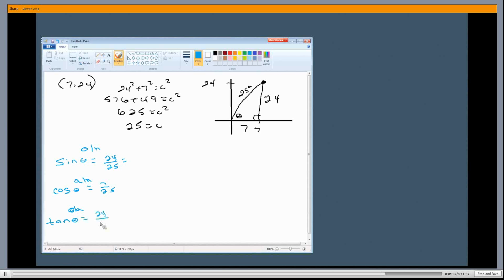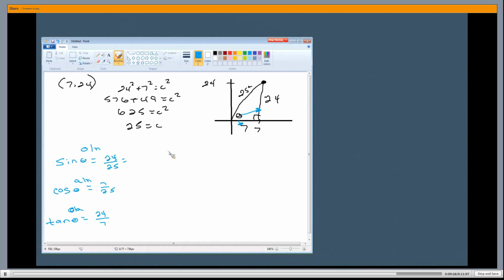Now remember, opposite is the one that's opposite the angle, so that's over there, and adjacent means next to. So next to is the one that's right next to the theta. That's how you remember opposite is the one across from it. Do any of those reduce? I don't think so, so those are our answers.